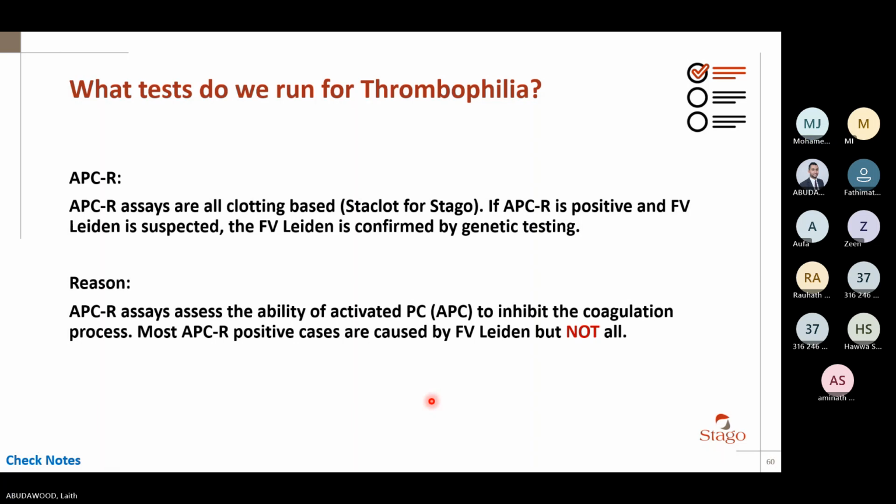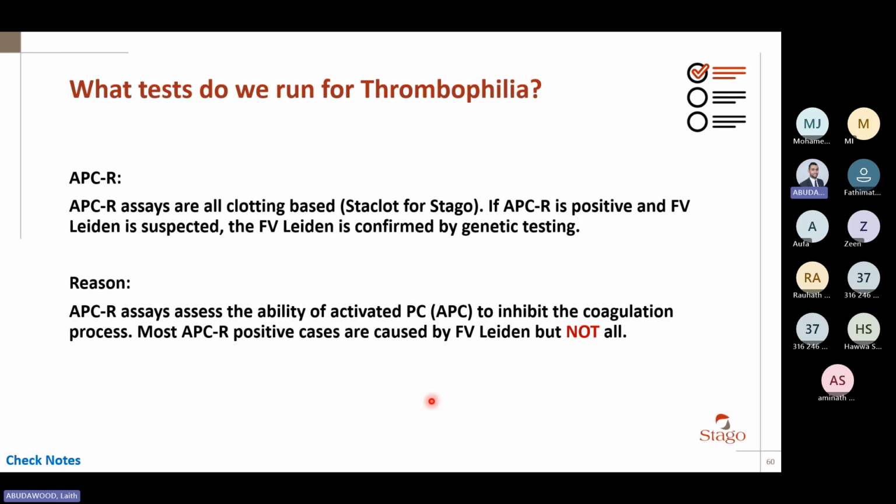Exactly. Because in this assay, what I'm doing is that I activate protein C, then I run something that is basically an APTT assay. So protein C will try to inhibit factor 5 and factor 8. If this is a normal person, protein C will be able to inhibit factor 5 and 8, causing a prolongation in the clotting time.